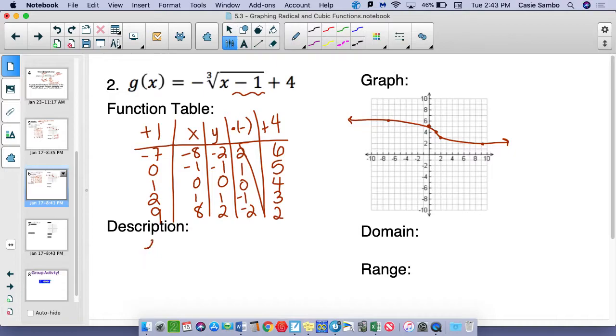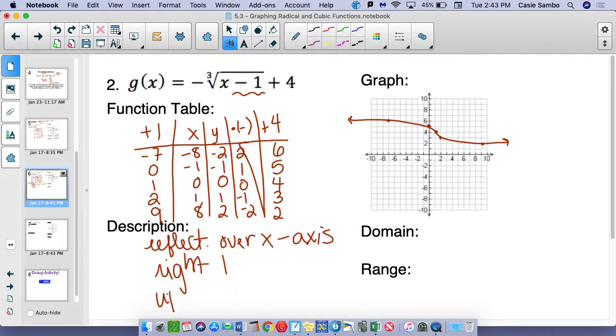So this one, here's the description. It reflects over the x-axis. That -1 is going to make it go right 1. And that +4 makes it go up 4. Domain and range, again, not going to change. Still all real numbers.